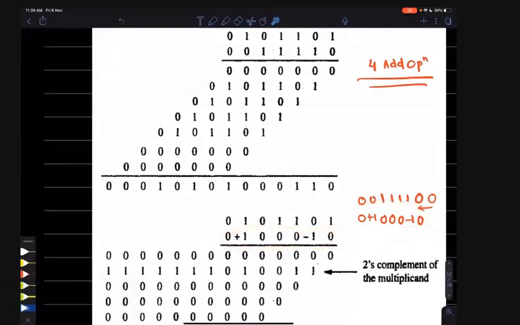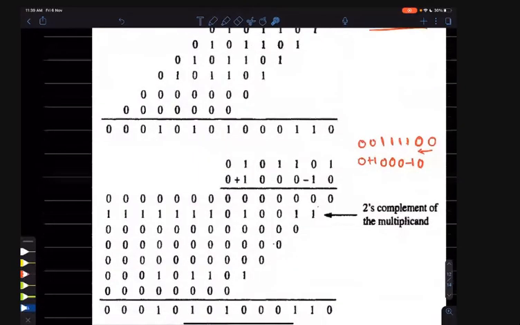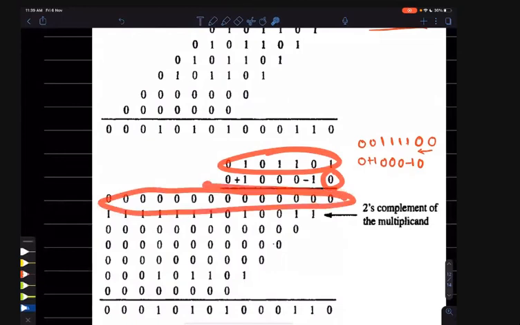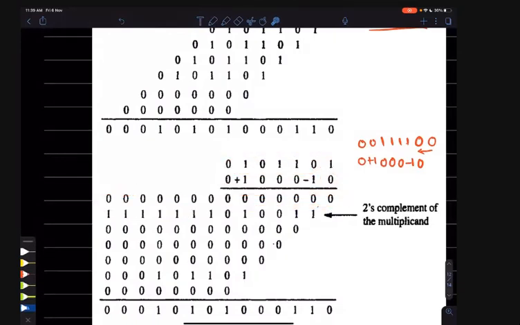Now let's do the multiplication. Multiplied with 0, everything will be 0. Do the sign extension as well. So 0, 0, 0, 0 is the output, and the rest are sign extended. Then multiply with minus 1. Multiplying with minus 1 means the output will be the 2's complement of this.